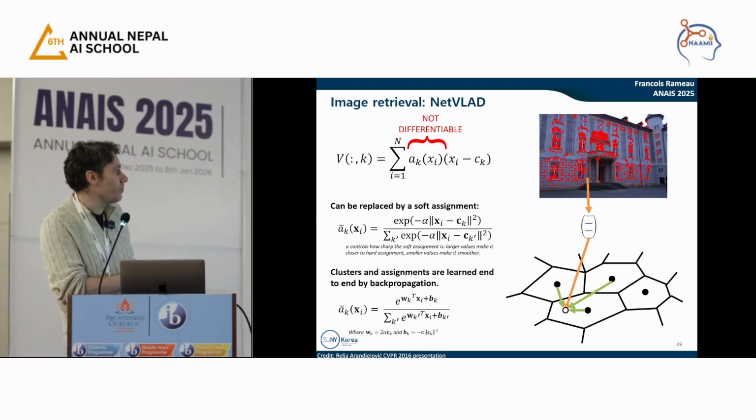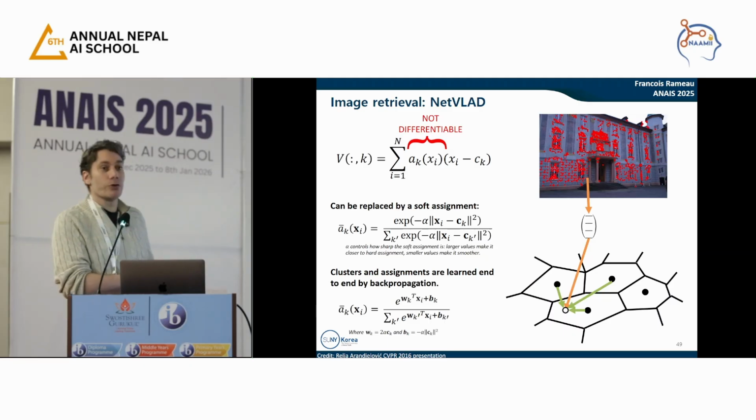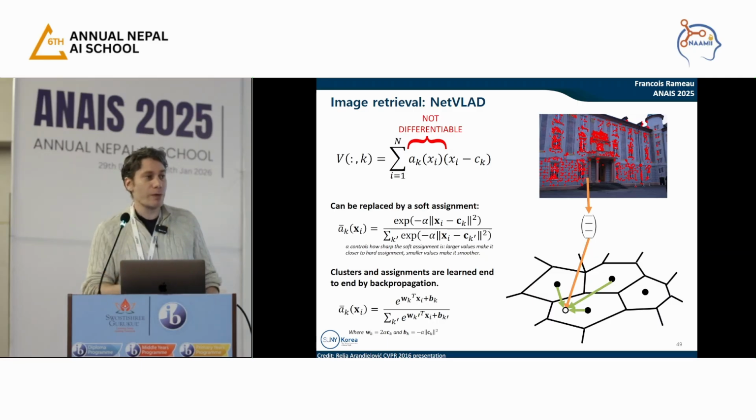Now they have a soft assignment. You see, on the top you have the exponential of the distance to one cluster, and here is the normalization you have in softmax. That's all, right? And here you have a hyperparameter: if you set it very high, it will look very much like a hard assignment. So we can replace this hard assignment by a soft one. Congratulations, you're done. Now you can backpropagate.